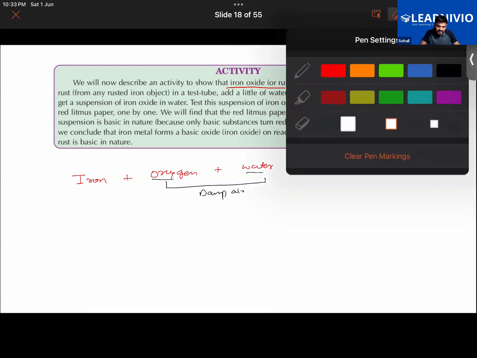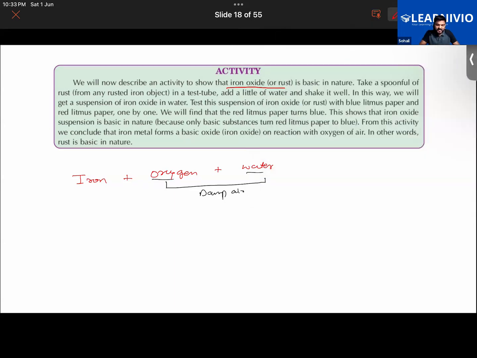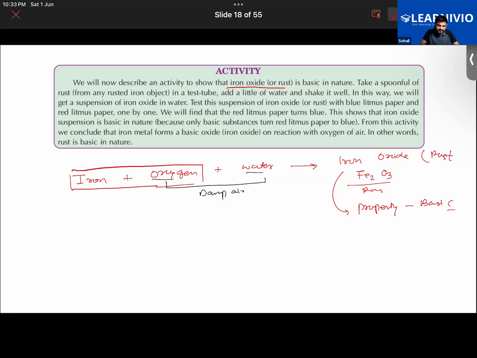Now here what is going to happen? A reaction is going to take place between iron, oxygen and water, and it will lead to formation of iron oxide, which is basically rust. The formula is Fe2O3. That is your rust. This is one such example, and if you were to talk about its property, it is going to be basic in nature, since it is formed due to reaction between a metal and oxygen. Water is also there. So hope you are getting it.